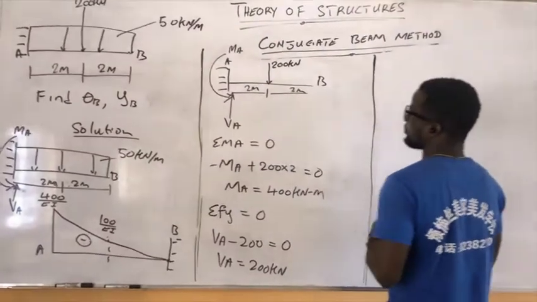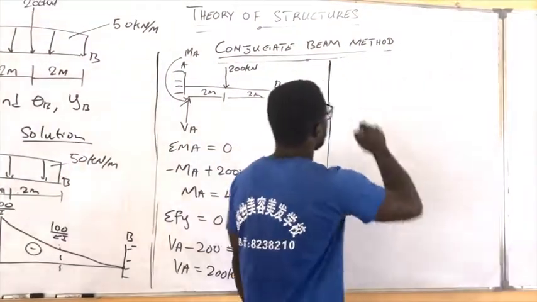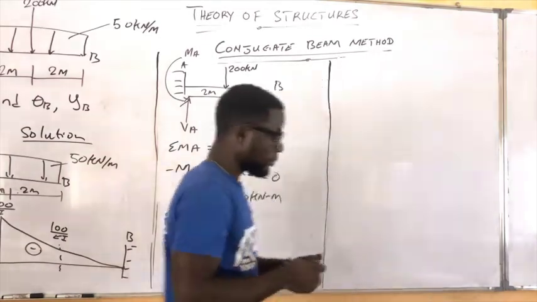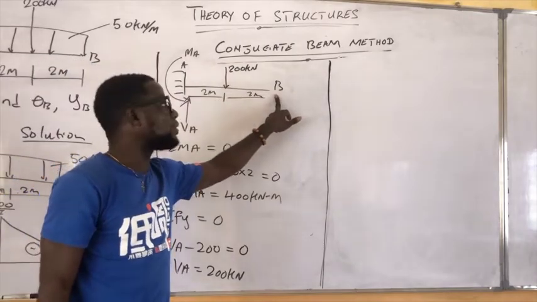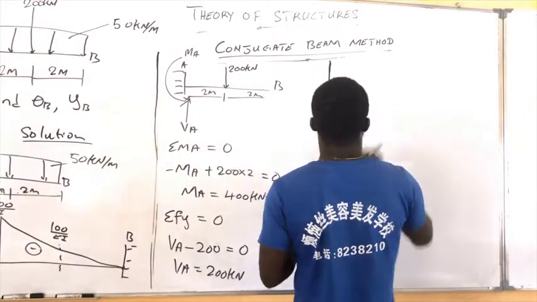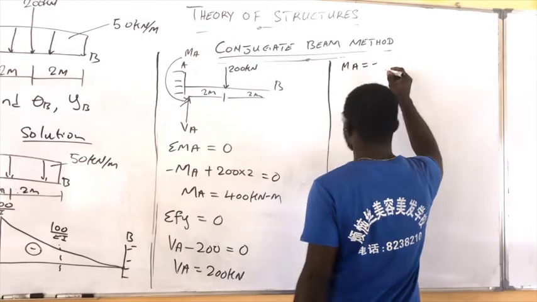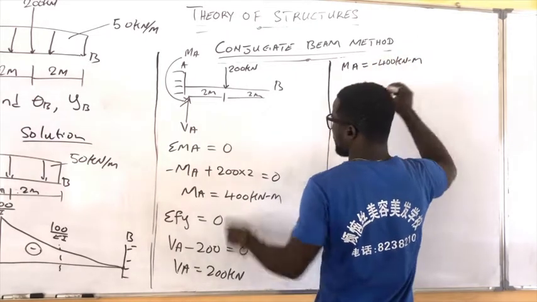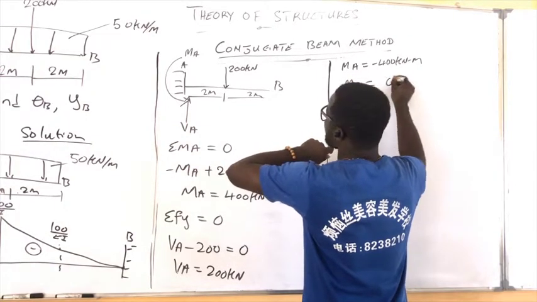So we need to get the moment at this point and also at this point. And we have the MA equals negative 400 kN and MB equals to 0.